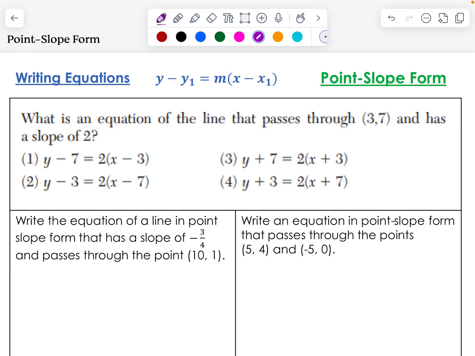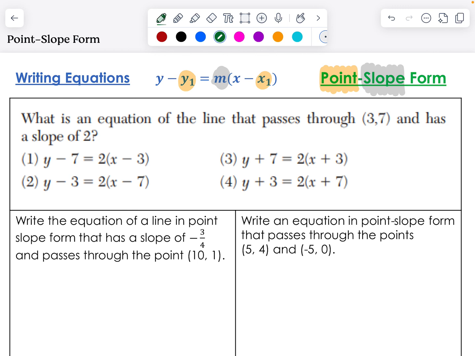Let's take a look at writing equations in point-slope form. So what is an equation of the line that passes through (3, 7) and has a slope of 2? Well, the reason why it's called point-slope form is because we use one of the points as we are writing our formula, and our slope is written right here. So there is no y-intercept in this format, but we could convert it into the other format if you needed to get the y-intercept.